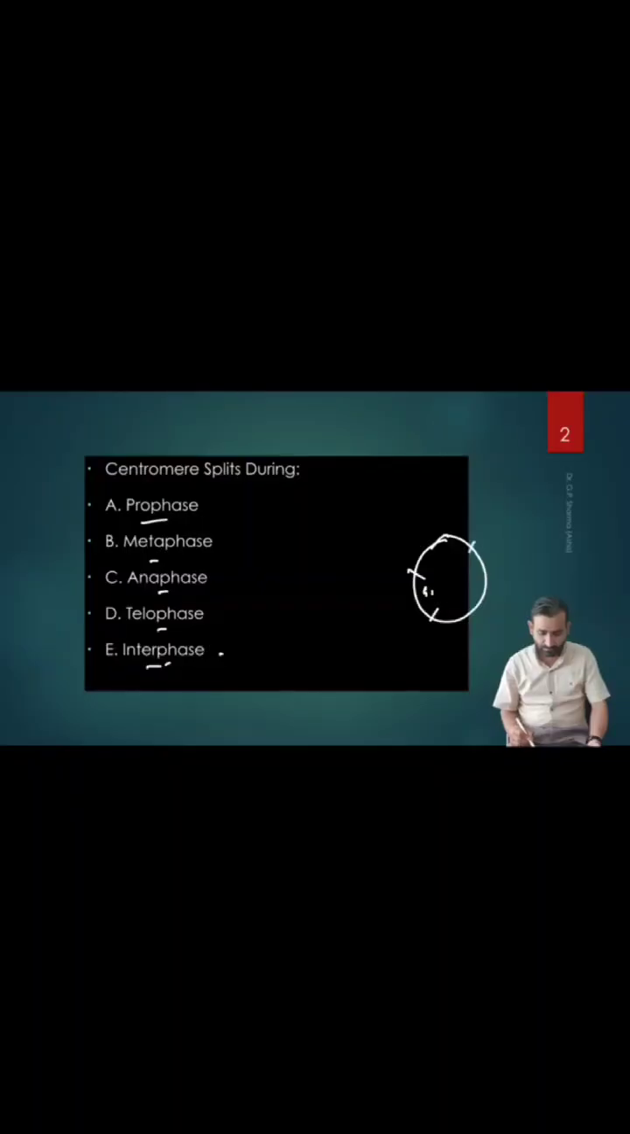G1, S, G2, and M phase. Yes, and in between there may be a G0 phase, and then it enters into G1 again. So what happens during the interphase? The interphase has the S phase. During the S phase, DNA synthesis occurs, so all the DNA gets replicated.